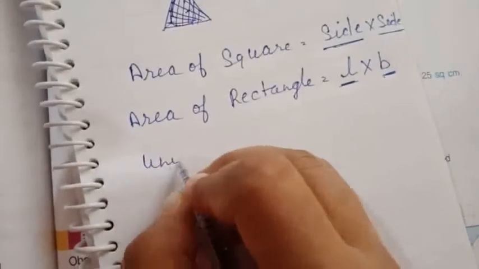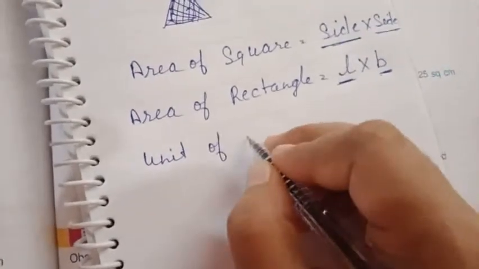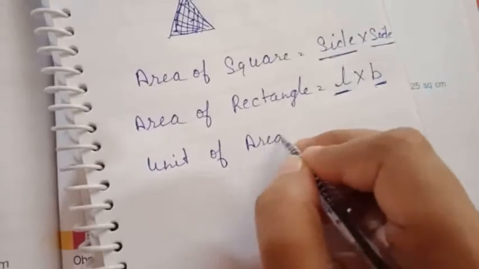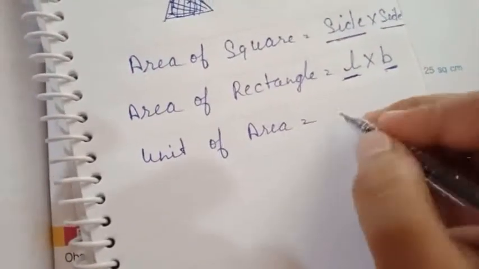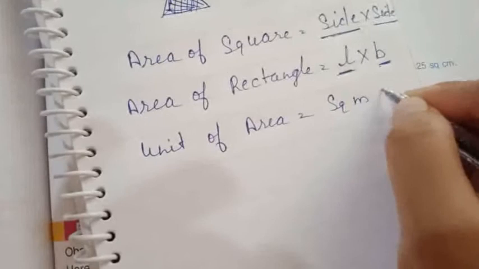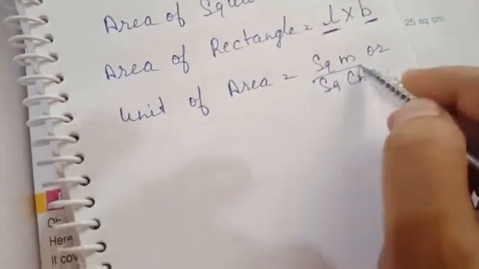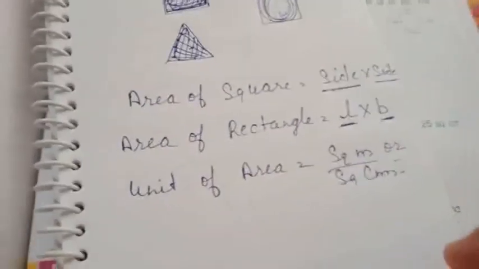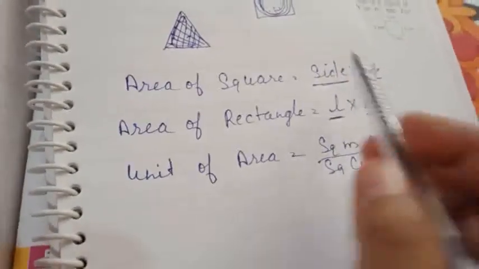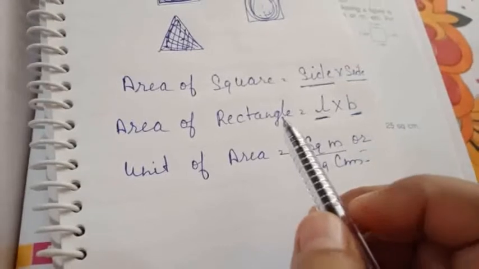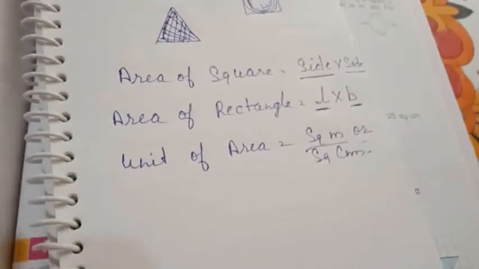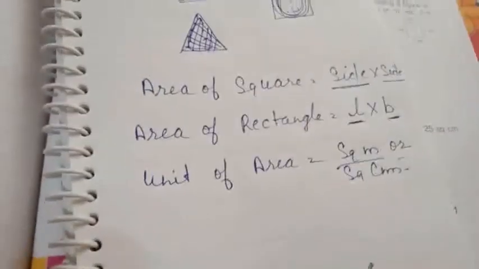If we say the unit of area, it means how we measure the area. We measure it in square meter or square centimeter. So that's it. On the basis of these formulas we will find the area in the given exercise which is in our book. So let's do the exercise.